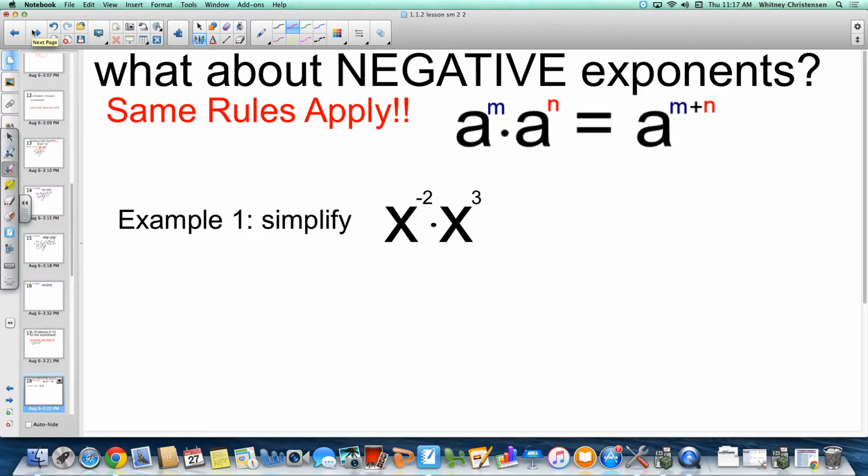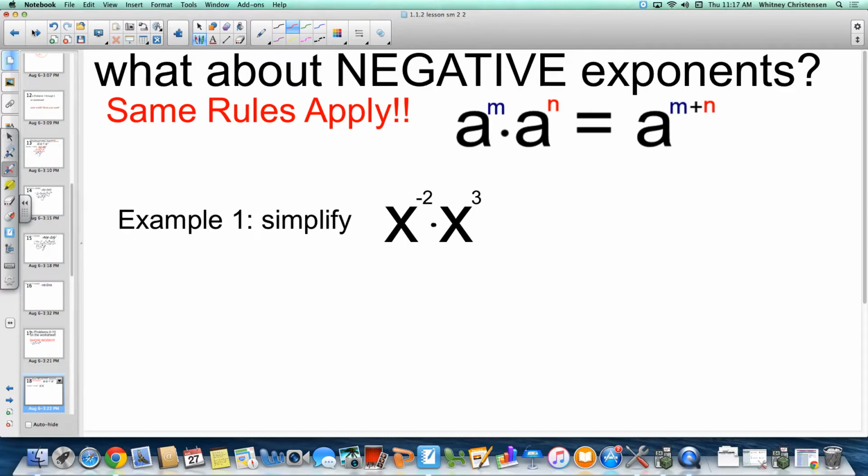Some people say, well, what about negative exponents? But I'm telling you right now, properties of exponents do not change no matter what. They're the exact same no matter what the exponent looks like. As long as you have the same base and you're multiplying the same base, you'll add the exponents, no matter what the exponent looks like. So let's look at this first example.